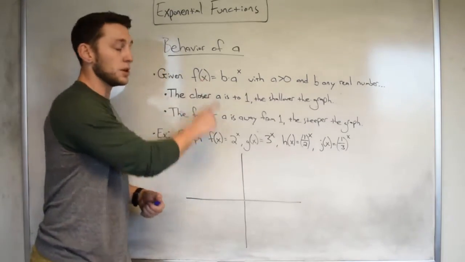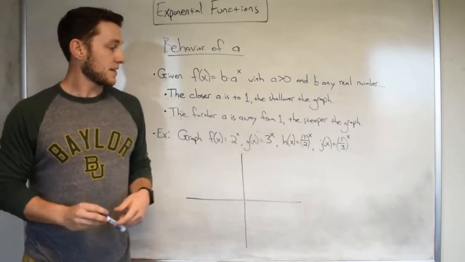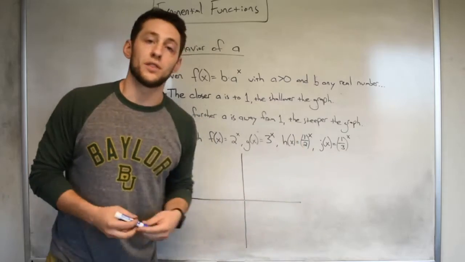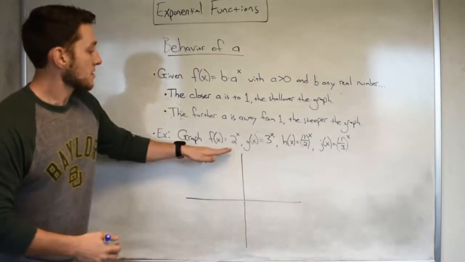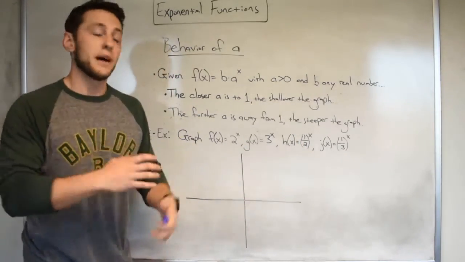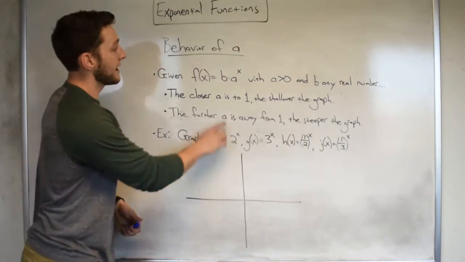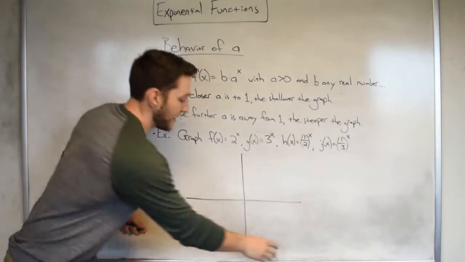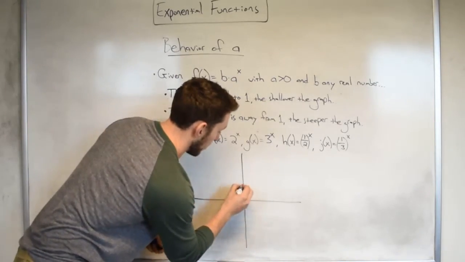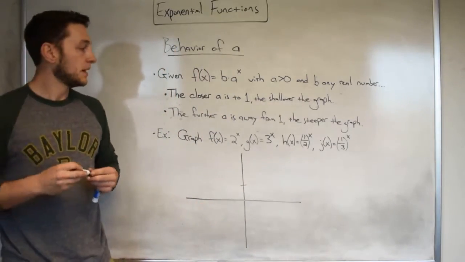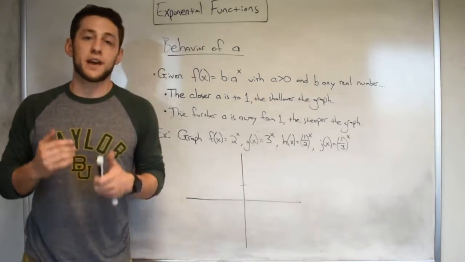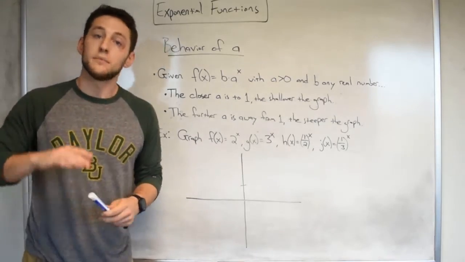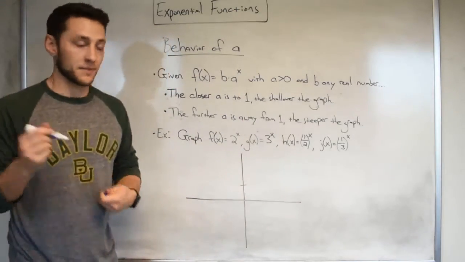F of x equals 2 to the x, g of x equals 3 to the x, h of x equals 1/2 to the x, and j of x equals 1/3 to the x. Starting with both of these two. Now remember, and actually one thing to notice, is that in each of these cases, b is equal to 1, meaning our y-intercept will occur at 1. Now, with these two cases, we have a is greater than 1. 2 and 3 are greater than 1, meaning our graph is going to be increasing.